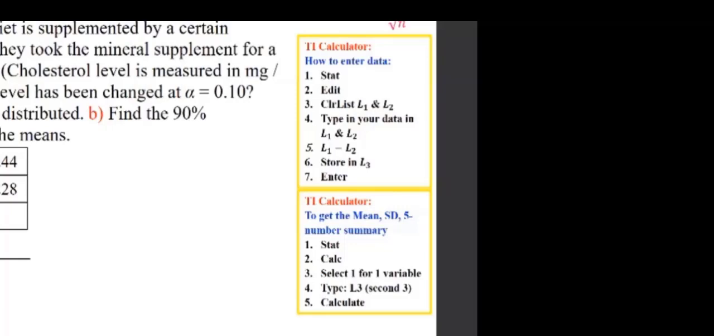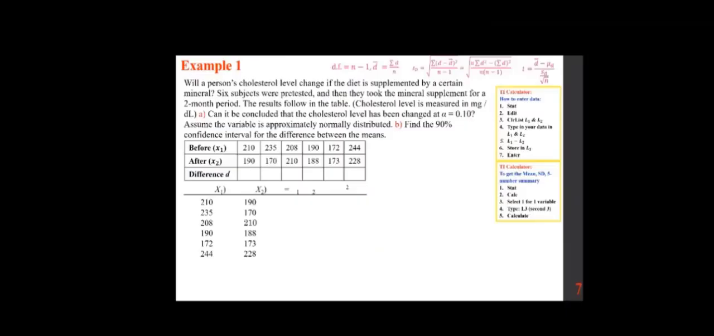And when you do your test of hypothesis, or even if you just want to calculate the mean, standard deviation, 5-number summary, remember what we do. We do stat, calc, we select one variable, type L sub 3, and calculate. So we do the calculation on L3. So this is done by calculator.